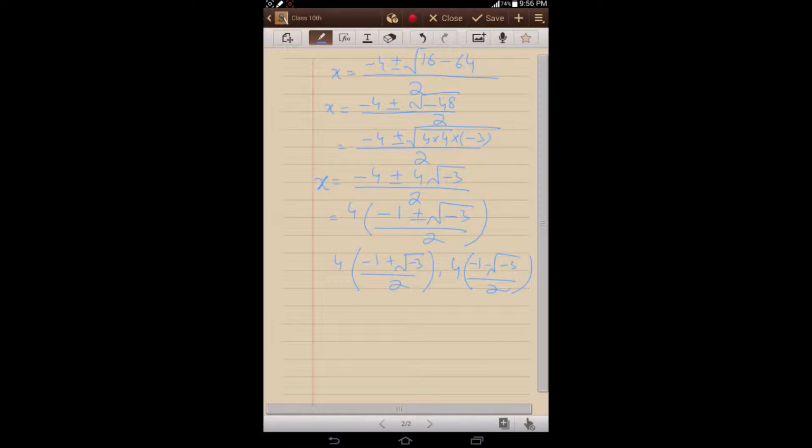So one part is, if this one is omega, the other one is omega square, and we already have one value of x, which is 4. So this is our answer to the question.